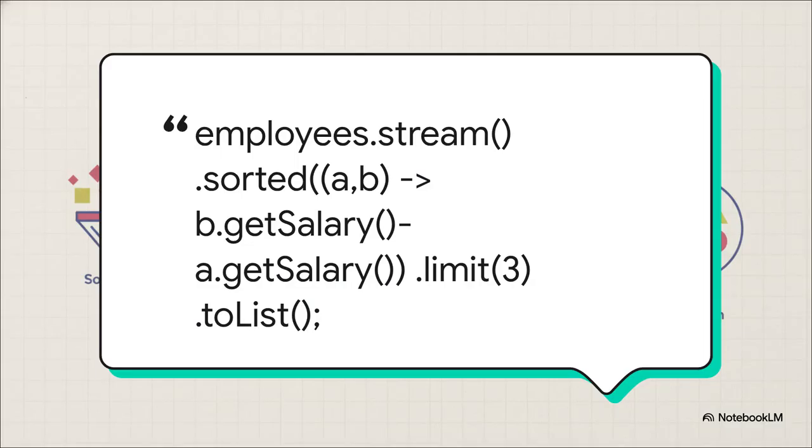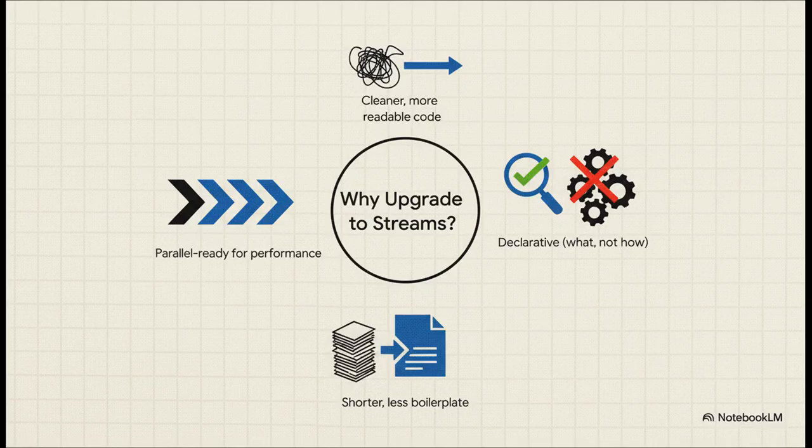But with a stream, just look at how clean this is. We start a stream from the employees list. Then we sort it by salary in descending order. After that, .limit(3) gives us just the top 3. Next, we map each of those employee objects to just their name. And finally, .toList() collects the results. The code literally reads like a description of the problem. It's beautiful.